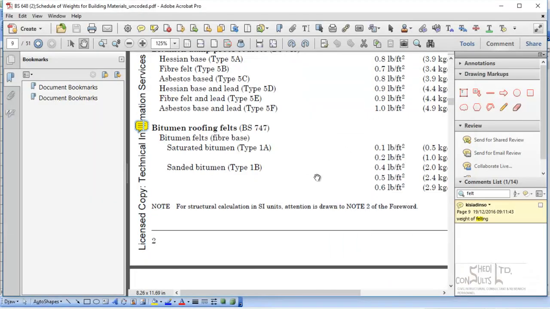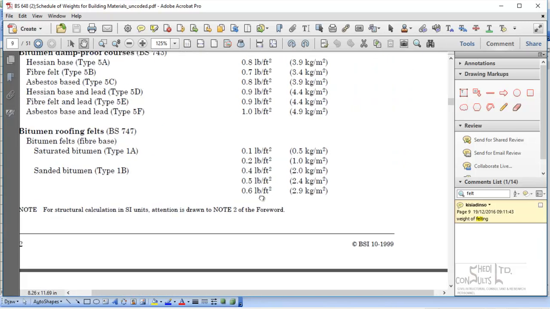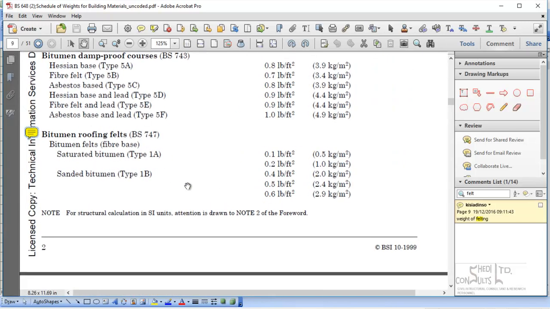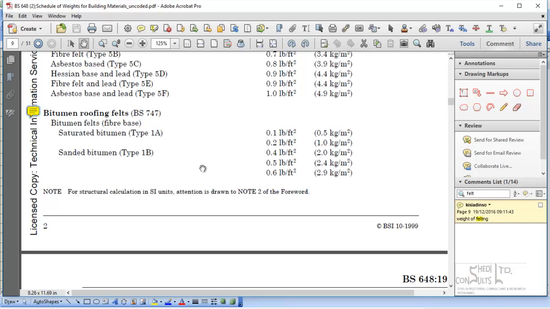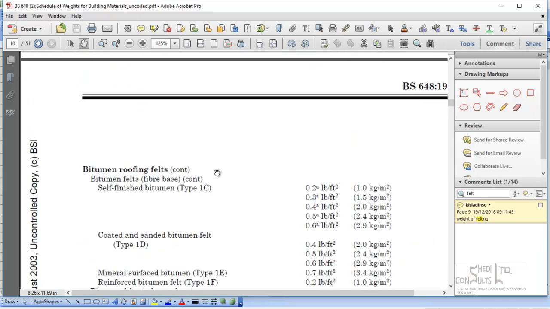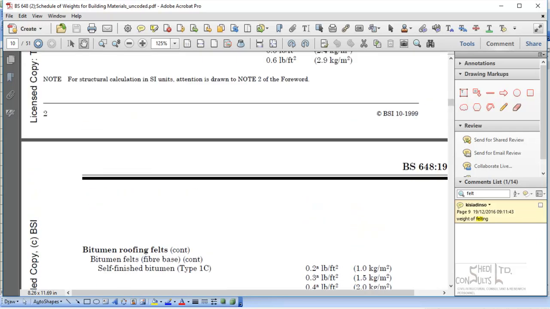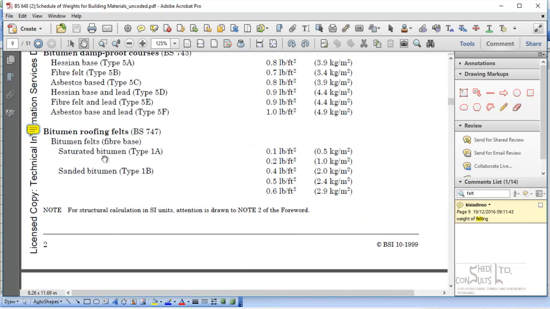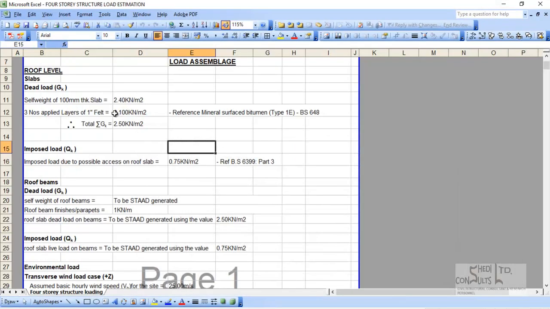Okay, so that's BS 648. Good. So it gives you different load requirement for different types of felt: fiber-based felt, saturated, sanded bitumen, as the case implies, roof felting and so on. So we are using this type of saturated bituminous felt, type 1A. So you pick up the corresponding weights, right, and then we're applying that in 3 layers. So that's the weight of felting. So you sum both of them, that gives you 2.5 kilonewton per meter square. So that's the dead load.